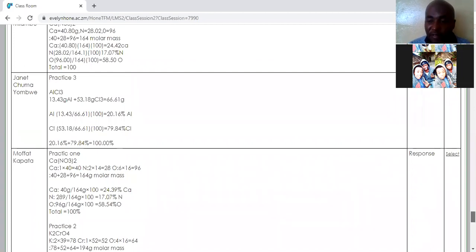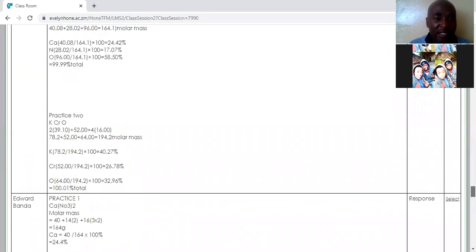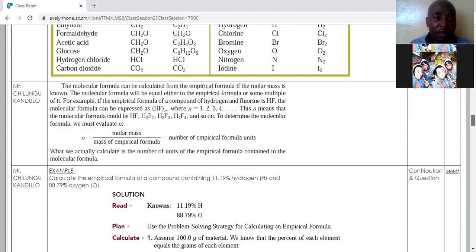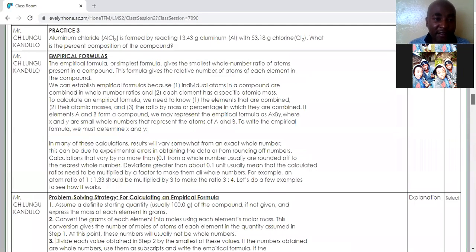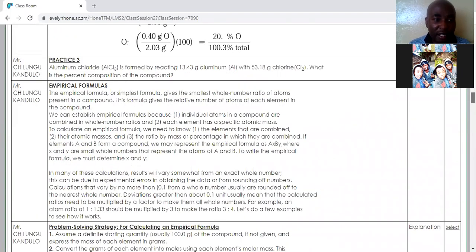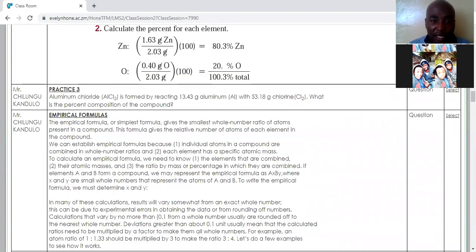You just add them as they've been given. It doesn't matter whether in the formula it becomes CO3. That is the key. I'm sure you are following like that. So, period 13.43 and 53.18, you just add them. It doesn't matter whether it's CO2, but the formula part is CO3. You just add them, then you divide and multiply by 100. So what Janet has done is very splendid also.